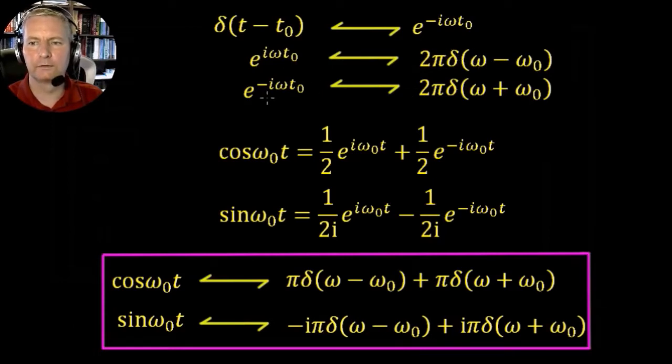Equivalently, if you were to change the delay from minus omega naught to plus omega naught, it gives you e to the minus i omega naught t. So these two little Fourier transforms were worked out previously.